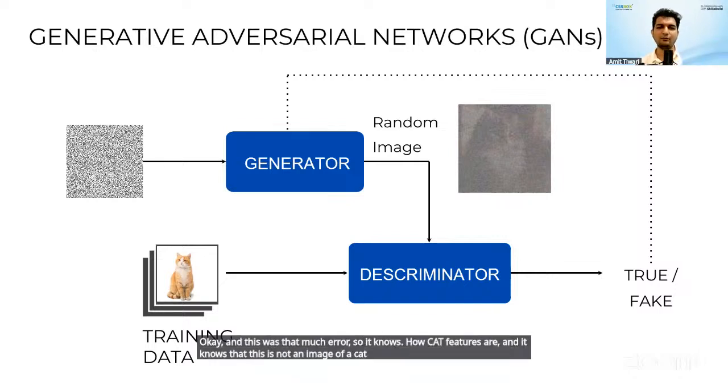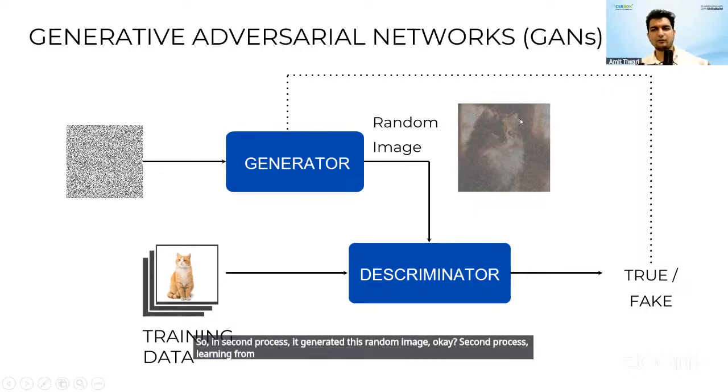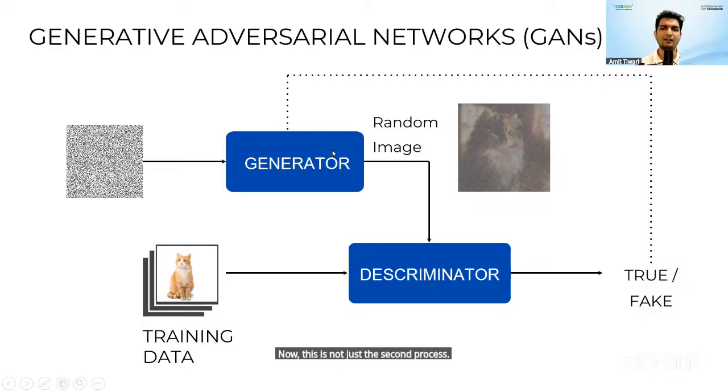So it goes back to the generator. It says, okay, generate again. So in the second process, it generated this random image. Second process, learning from the error, it says, okay, I generated this. Now, this is not just the second process. This happens after hundreds of processes.